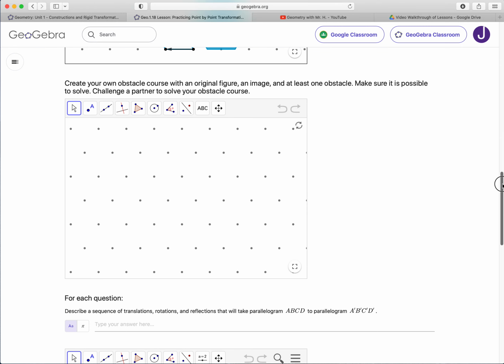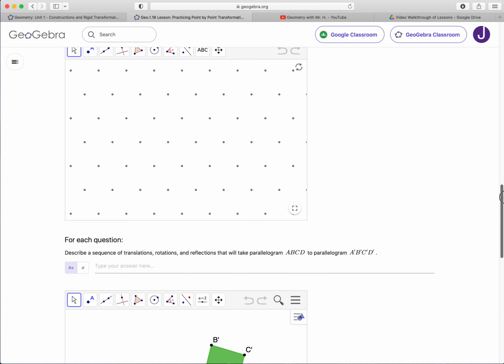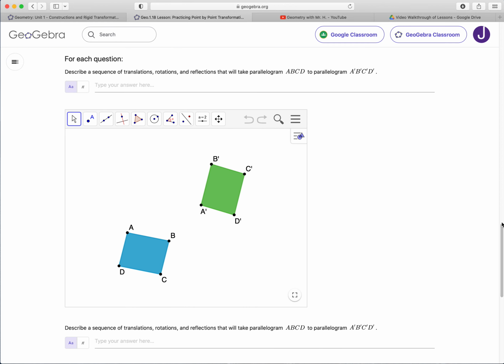All right, create your own obstacle course and then find somebody else to solve it. That looks kind of fun. But we're not doing that because I'm not going to have my cat try that, or my dog.